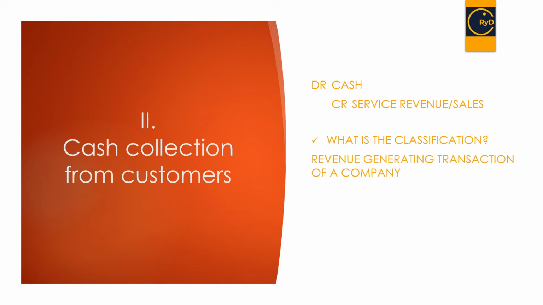Next, we have cash collection from customers. So our entry would be a debit to cash, credit to our service revenue or sales. So unsa may classification aning revenue or sales? So it is a revenue generating transaction of the company which we can find in our statement of comprehensive income under the sales or service revenue portion. So the activity is operating.